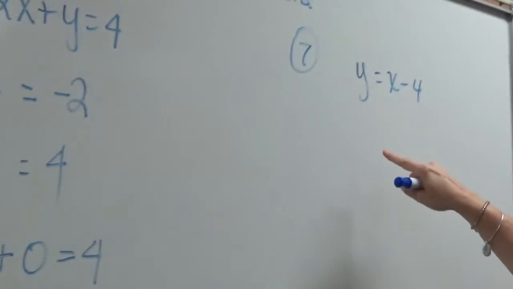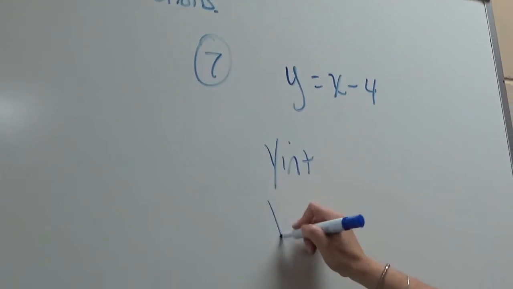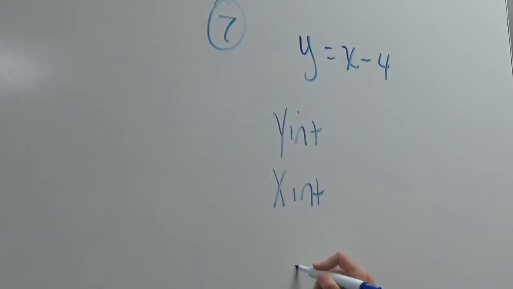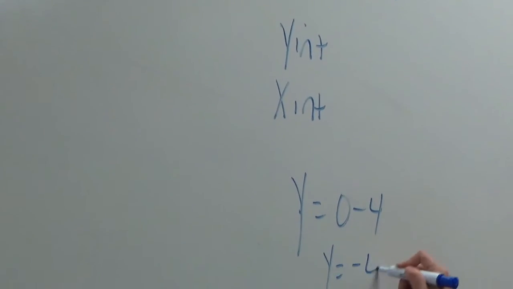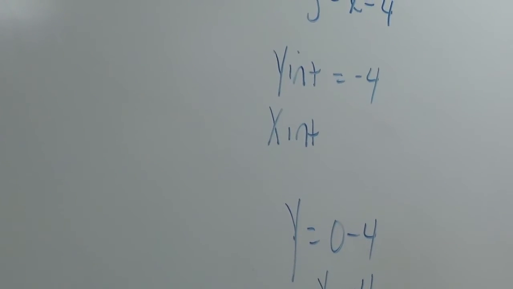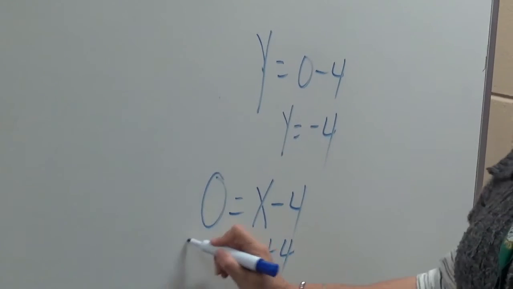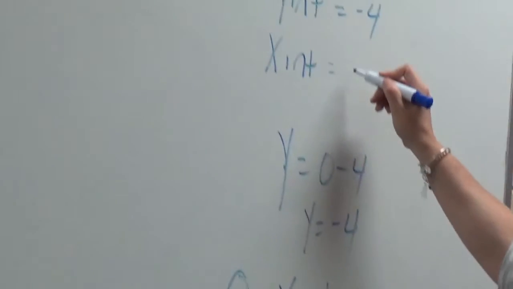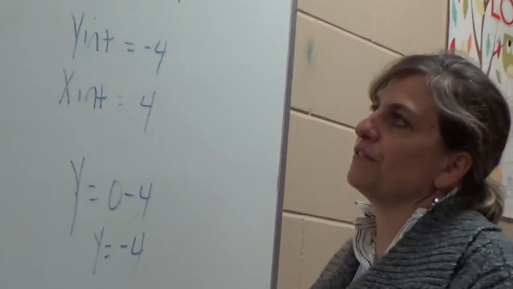How about over here? y equals x minus 4. I need to find my y-intercept and my x-intercept. To find my y-intercept, I'm going to plug in 0 for x. y equals 0 minus 4. 0 minus 4 is just minus 4, or negative 4. And now I'm going to plug in 0 for my y. 0 equals x minus 4. Add 4 to both sides, and I get x equals 4. So that's my x-intercept.